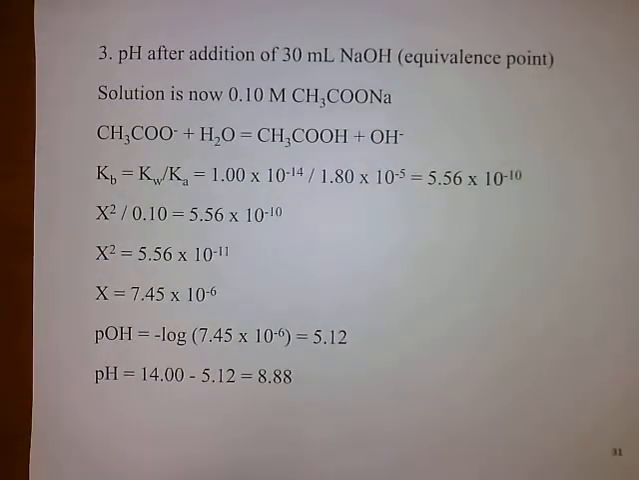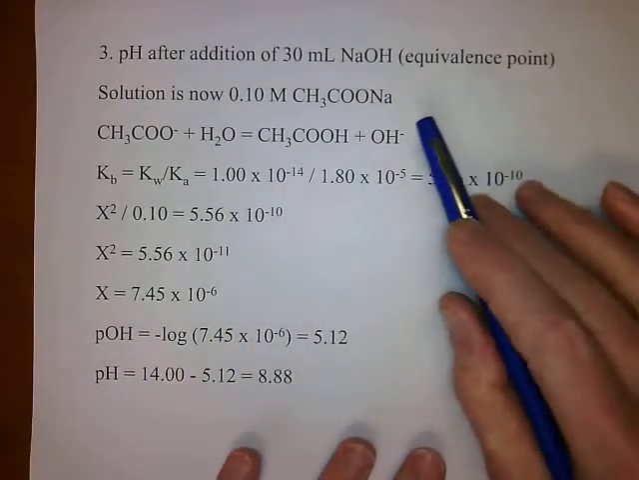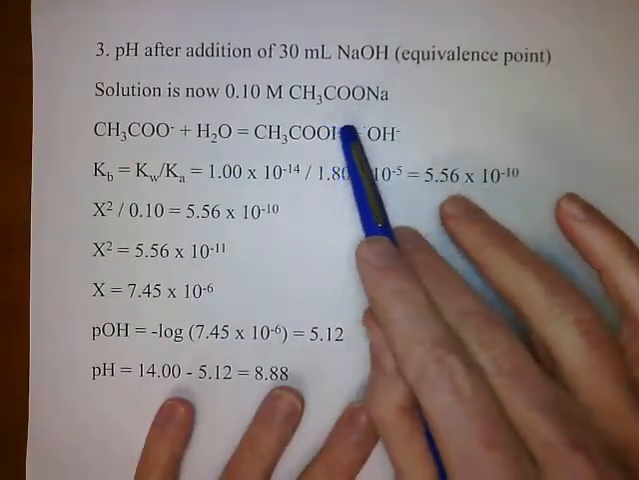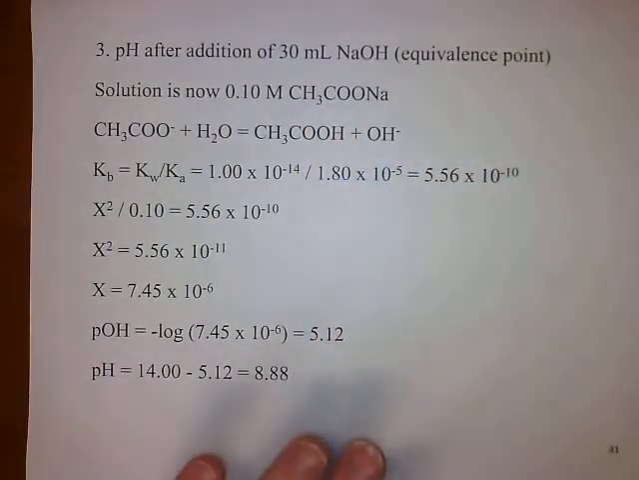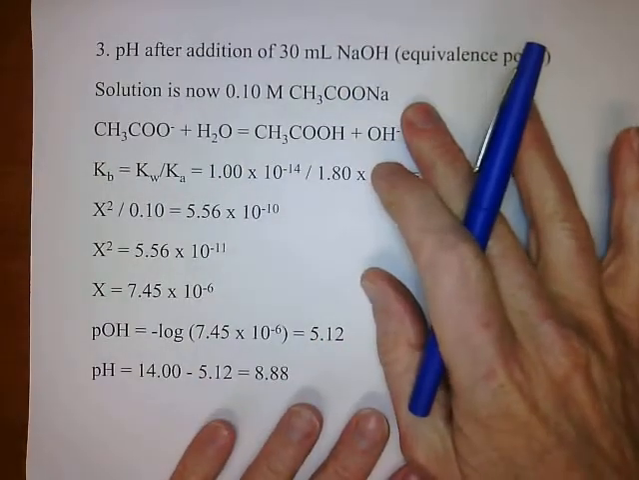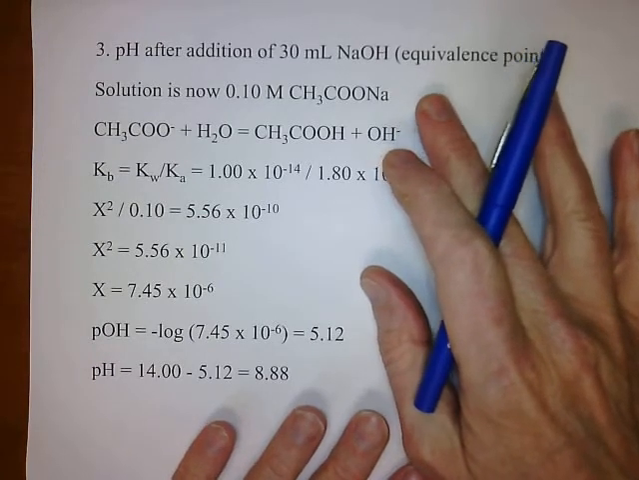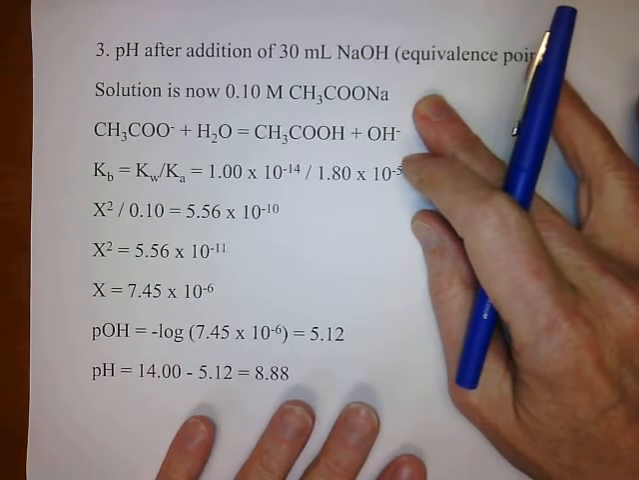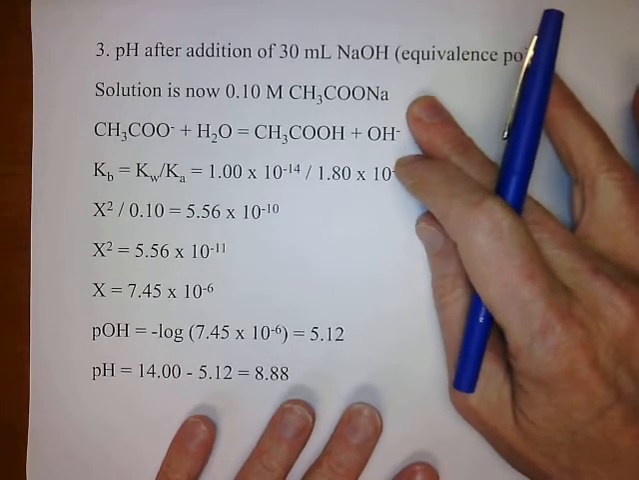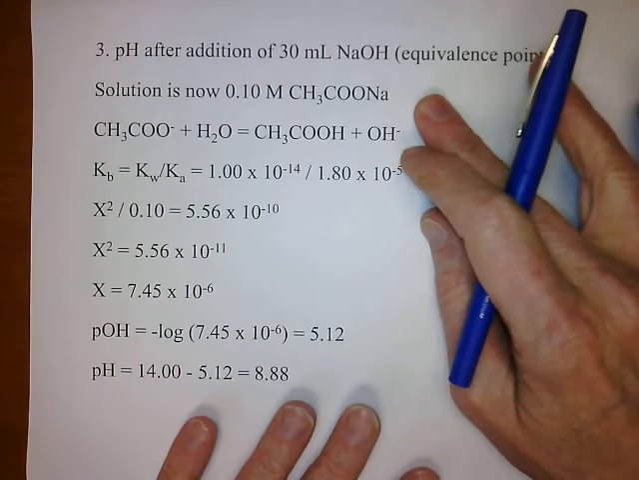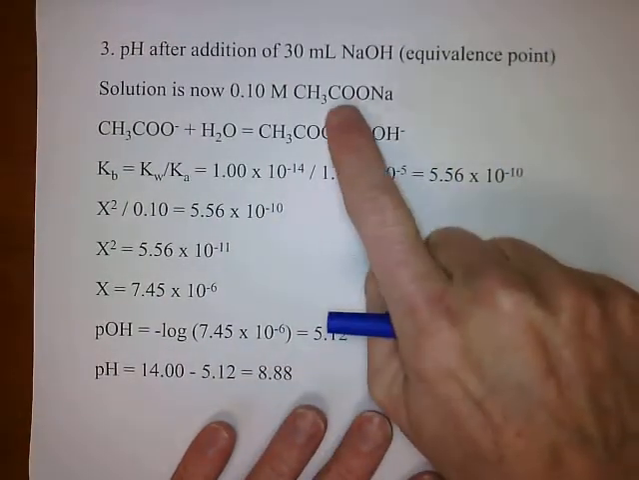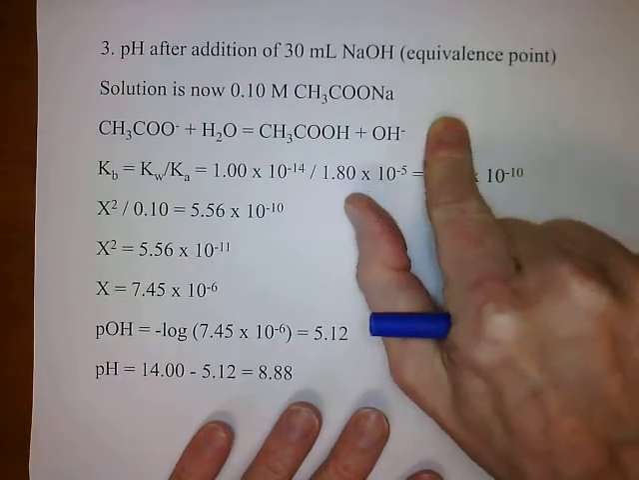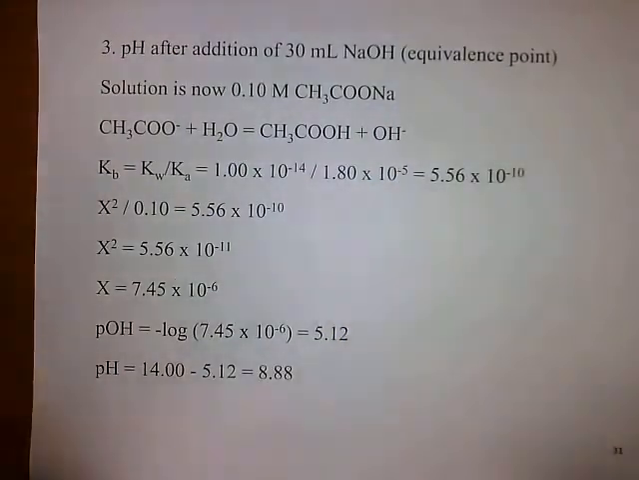Because by adding the sodium hydroxide, we've converted the acid into the conjugate base form. One more time, this is the conjugate base of acetic acid, so the solution is going to be basic. This is another difference between titrating a weak acid versus a strong acid. When you titrate a strong acid, you get a pH of 7 at the equivalence point. That's not going to be the case here. The pH is going to be higher because by titrating, we've converted the acid over to the conjugate base form.